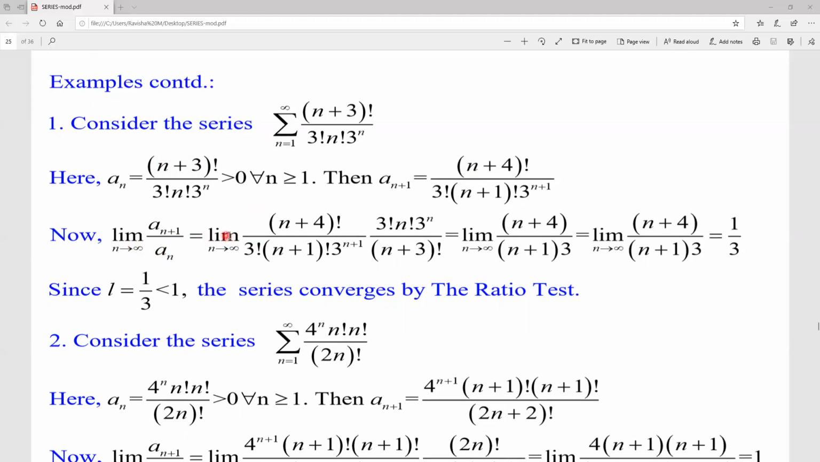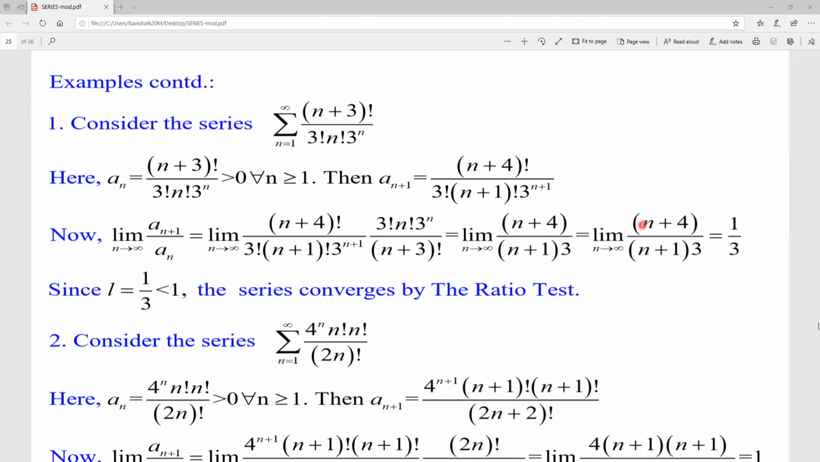So this can be written as the (n plus 1)th term over the nth term. (n plus 4) factorial can be written as n plus 4 into (n plus 3) factorial. (n plus 3) factorial cancels with (n plus 3) factorial, remaining n plus 4. 3 factorial and 3 factorial cancel. Here (n plus 1) factorial can be written as n plus 1 into n factorial. N factorial cancels, so remaining n plus 1. Here 3 power n plus 1 can be written as 3 power n into 3. 3 power n and 3 power n cancel, remaining 3. Now you apply the limit as n tends to infinity.